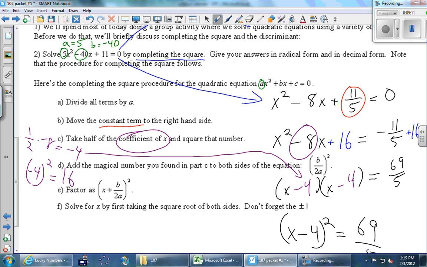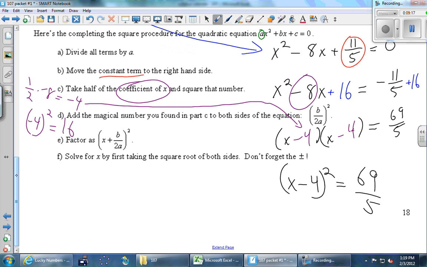And it always works. This always works. No matter what a, b, and c are, if you add the right number, 16 in this case, to both sides, you will get a perfect square, and it will always be x plus b over 2a. Always. I'm not a fan of memorizing this thing. I'm hoping that you guys can factor this x squared minus 8x plus 16. But if you can't, there is a formula that always works.